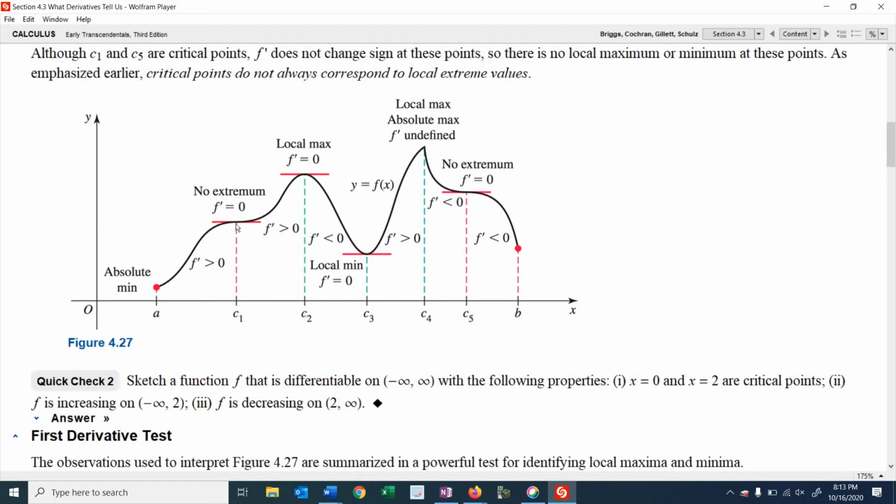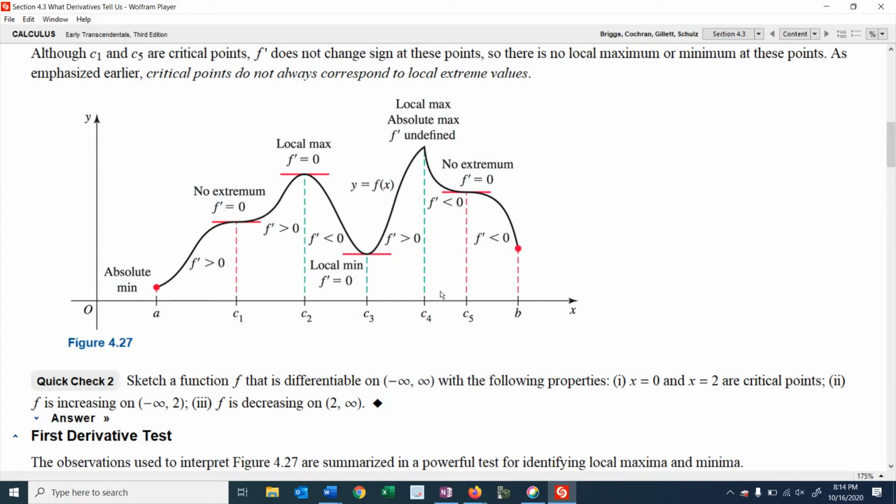Notice here that we have neither a local max nor a local min at this critical point. And notice on the left-hand side of this critical point, the function's increasing. In other words, the derivative is positive over here. But it's also increasing on the right-hand side. And again, the derivative is positive because it's increasing. So it's not changing sign, right? The derivative is not changing sign as it passes through this critical point. And so the first derivative test says that we have neither a local max nor a local min when that happens.